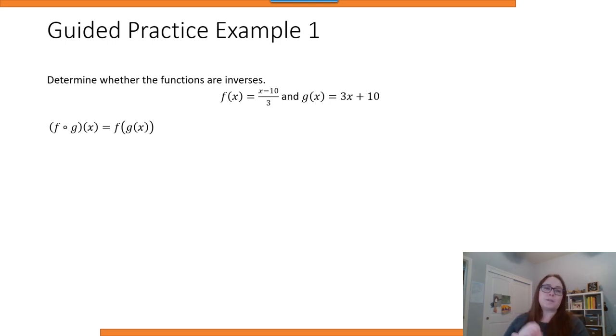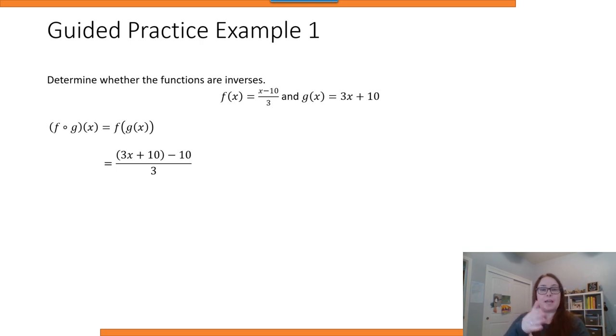So just a reminder, when I'm composing, I'm taking the function closest to x in g composed with f, or f composed with g of x, and I'm plugging it into the function f. So I'm going to start with the function f, and everywhere there's an x, I plug in the other function g of x. So the f of x was x minus 10 over 3, so the x gets replaced with 3x plus 10.